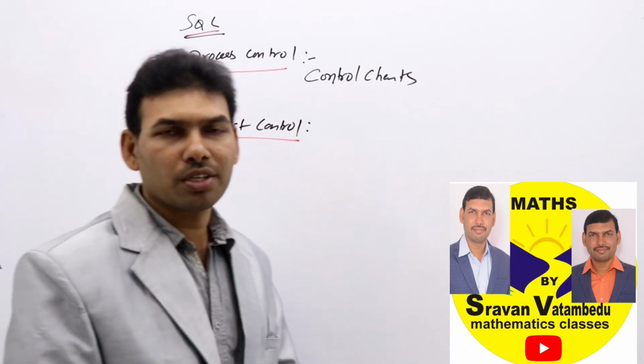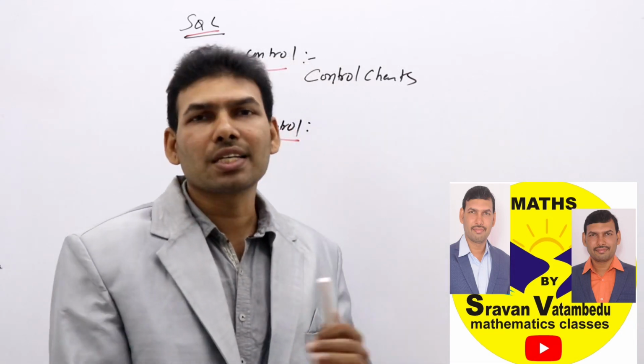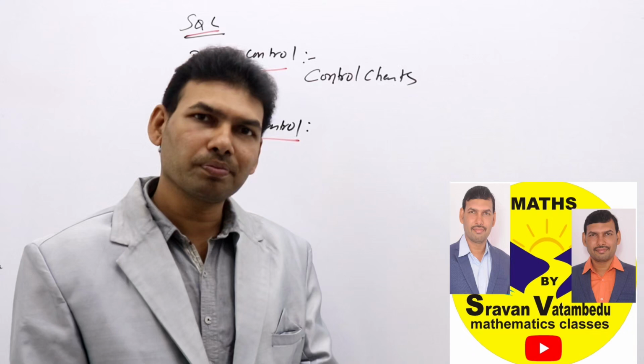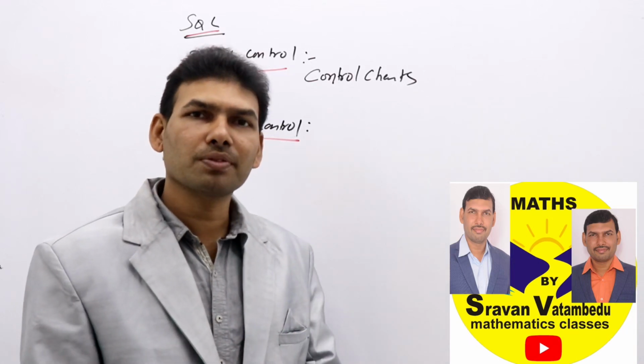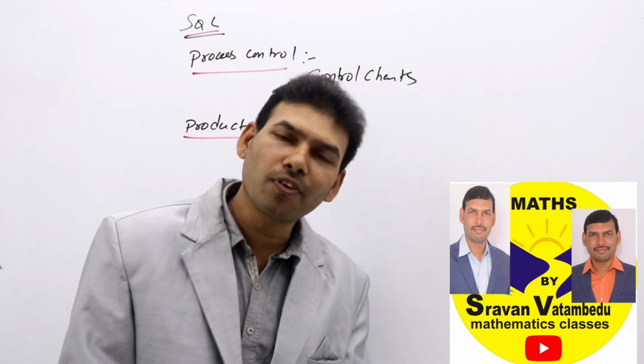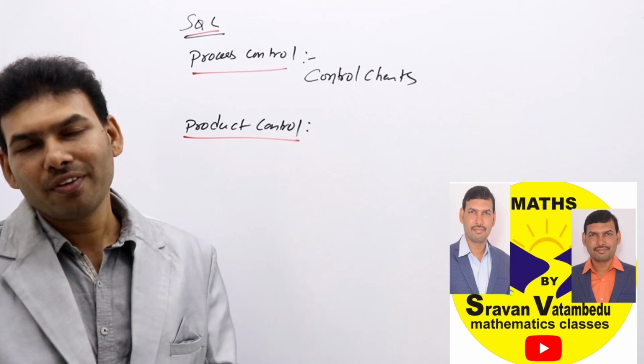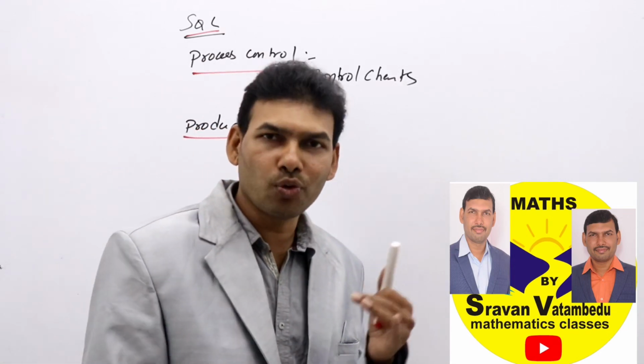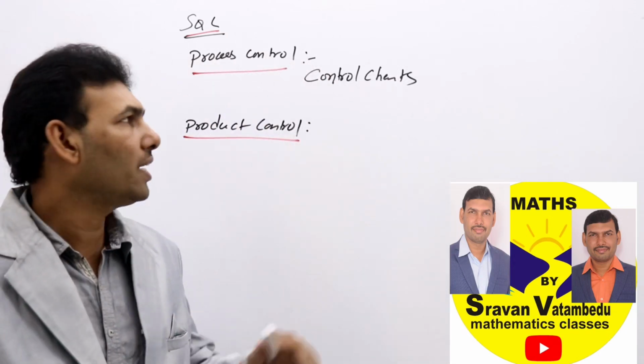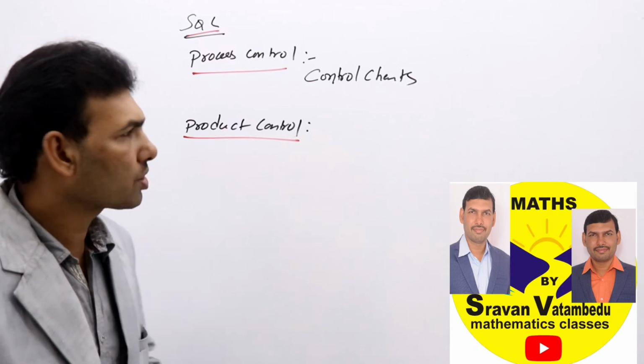So a control chart is a graphical representation of the process. Through that graph, one can easily decide whether the process is under control or out of control. We will discuss control charts in detail.